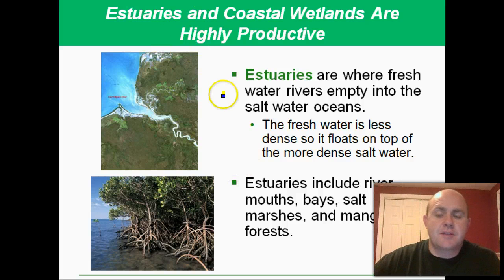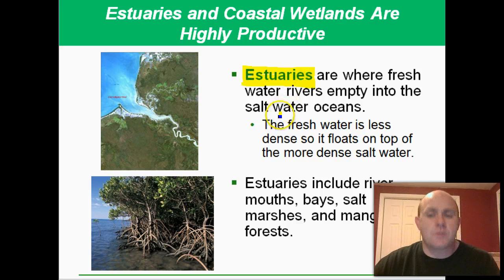Estuaries are the next thing here. An estuary is a place where freshwater and saltwater are mixing with one another. These are usually at the end of river systems. So here's a river running out, and when it starts to spill out here, all of this area is the estuary. Typically freshwater comes in. It's lighter than saltwater because the extra salt makes the saltwater denser, and so the freshwater floats on the surface and the saltwater sits below.